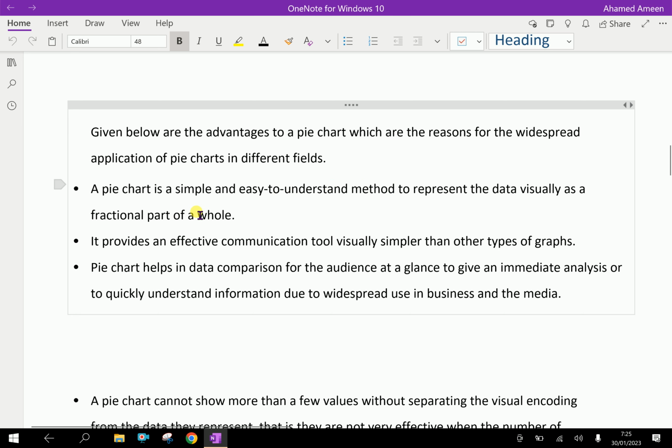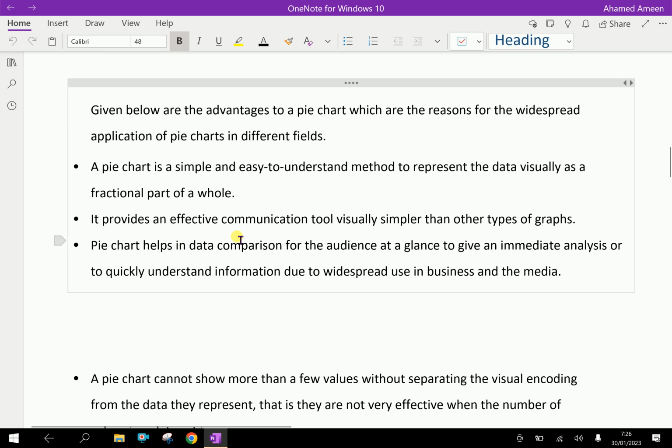A pie chart is a simple and easy to understand method to represent the data visually as a fractional part of the whole. So a normal person can also easily understand, and it gives a pictorial understanding and good ideas about the business environment. So the pie chart is useful in the business environment. If you give numbers and sentences about business development, it is easier and quicker to understand by pictorial views.